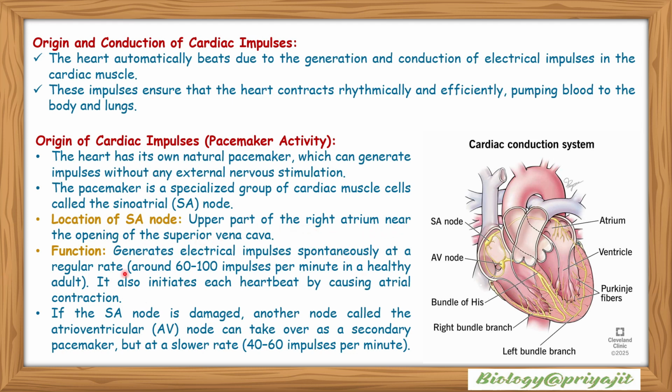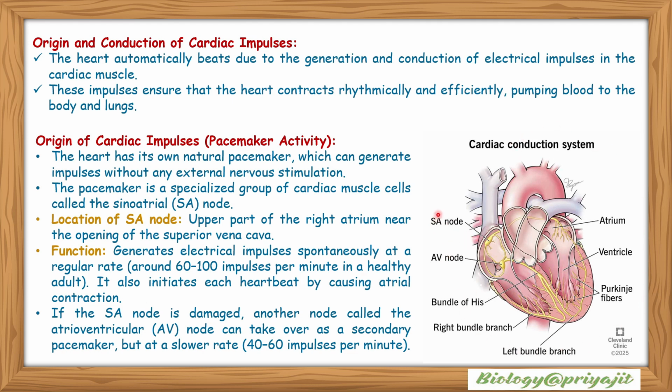superior vena cava. Function: it generates electrical impulses spontaneously at a regular rate, around 60 to 100 impulses per minute in a healthy adult. It also initiates each heartbeat by causing atrial contraction. If the SA node is damaged, what happens? Another node called the atrioventricular node can take over as a secondary pacemaker, but at a slower rate, 40 to 60 impulses per minute.